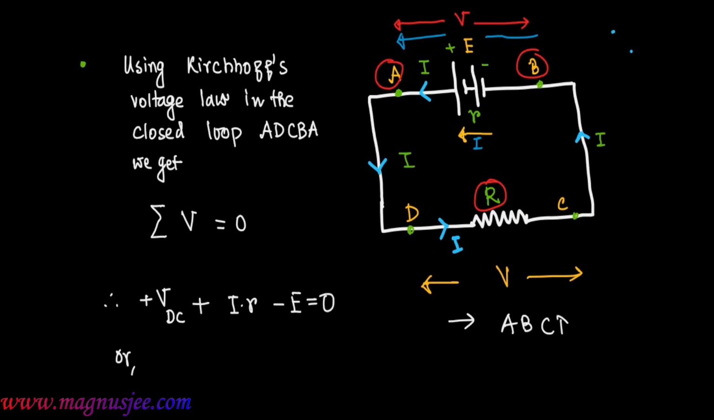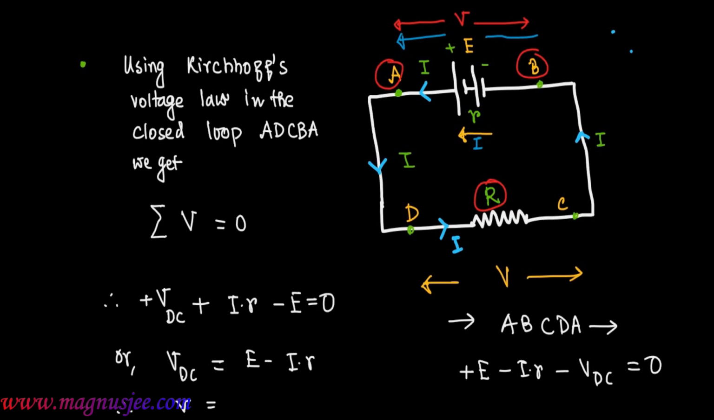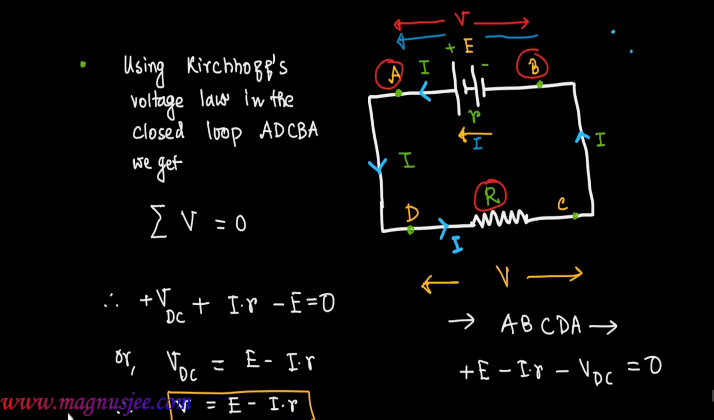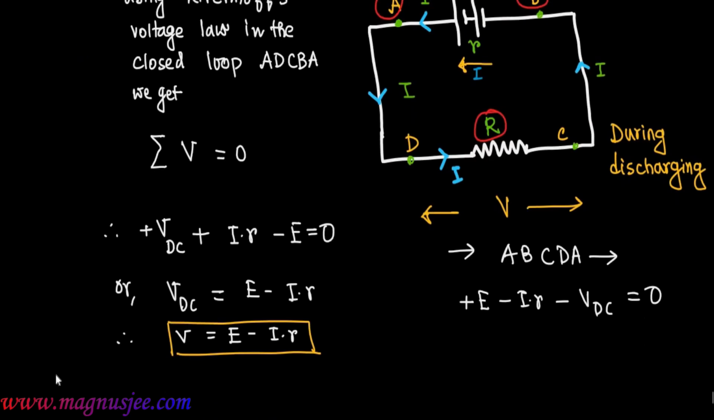Similarly, if we consider the closed loop ABCDA and travel along ABCDA, then Kirchhoff's voltage law gives plus E minus I dot r minus VDC equal 0. So in the main expression, we can write VDC equal E minus I dot r. Therefore, V equal E minus I dot small r. That means terminal voltage V is equal to EMF E minus lost volt, I dot small r. And this is the relation between terminal voltage V and EMF E during discharging of the battery.